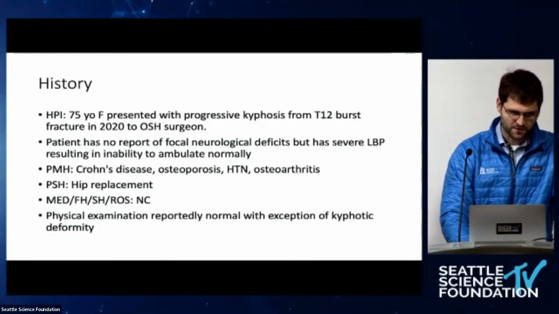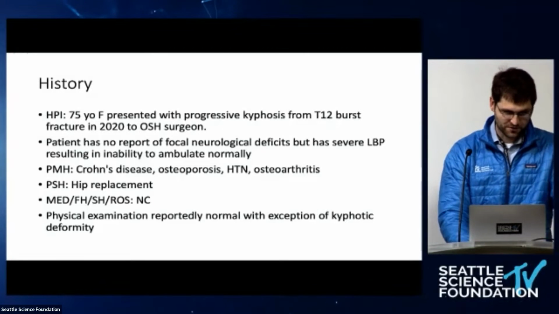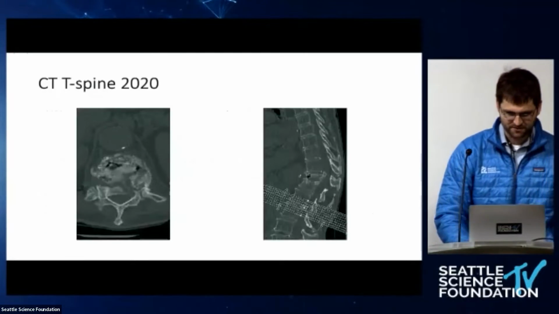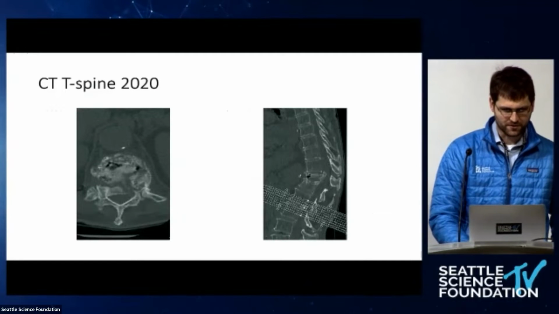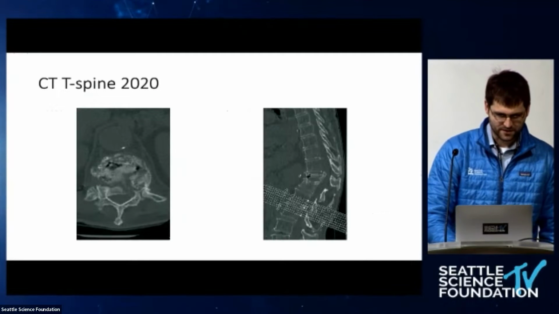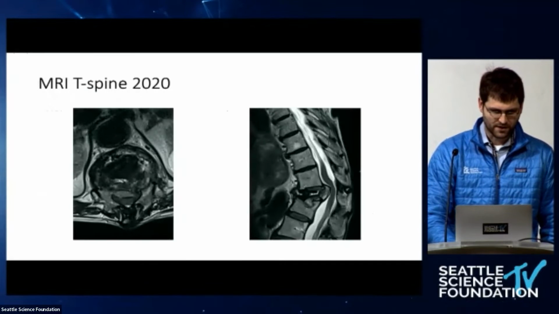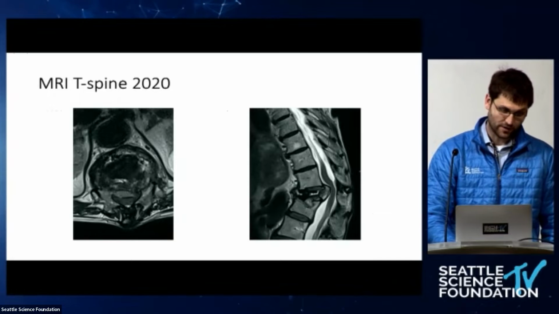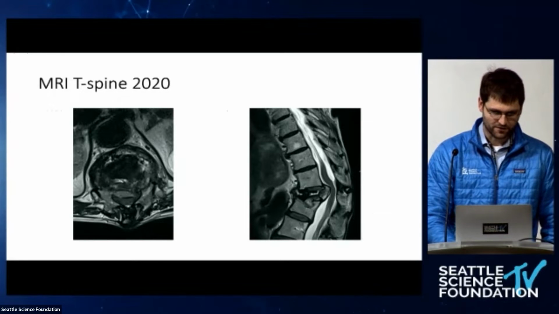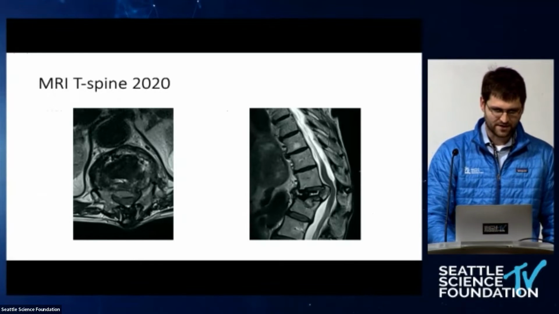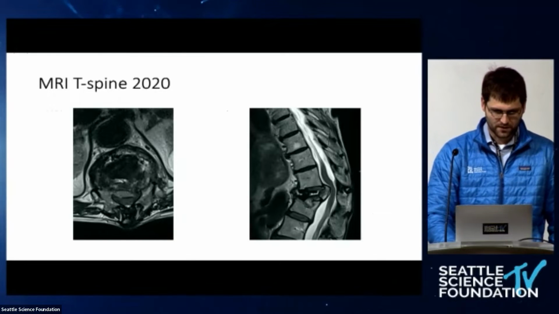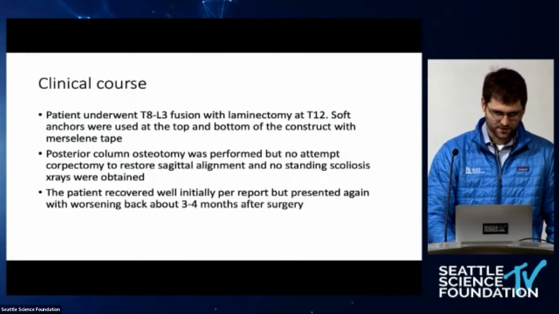Otherwise, other than the physical deformity noted with her kyphotic posture, she was not reported to have any neurologic deficits. This was the preoperative CT from 2020. The outside surgeon saw this progressively getting worse and obtained an MRI showing what you'd expect, compression of neural elements at that T12 level and that progressive kyphosis.